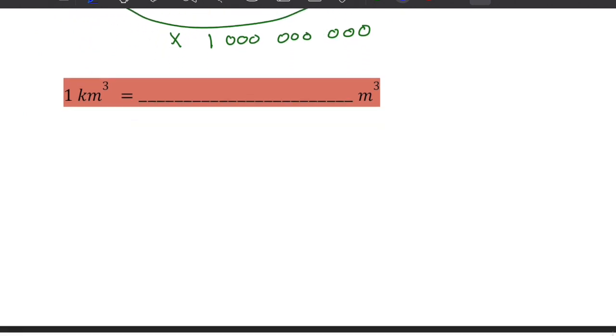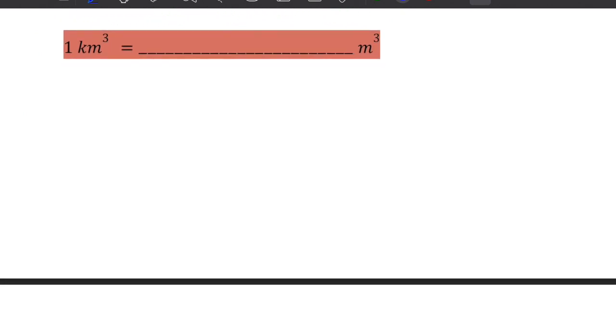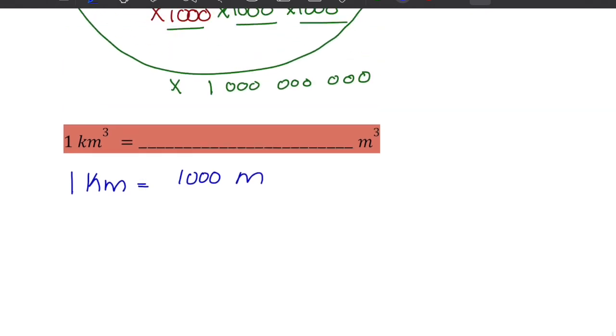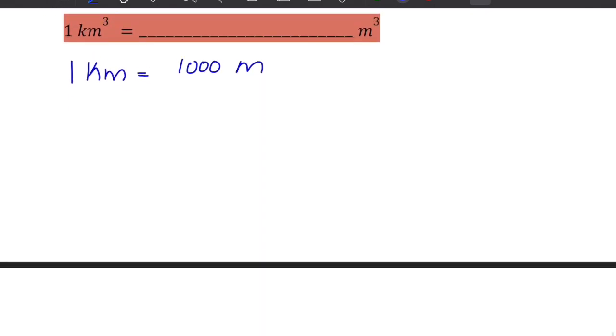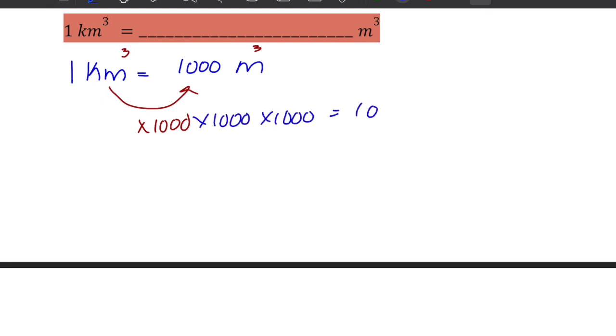All right, now let's look at kilometers cubed and meters cubed. Okay, so I'm going to write the conversion factor from kilometers to meters. 1 kilometer is equal to 1,000 meters. This is going to be very similar to this one, by the way. Okay, because the numbers are the same. So if we are going to cube this, instead of multiplying by 1,000, we're going to multiply by 1,000 a total of 3 times. That is also 1 billion. Okay, so 1 kilometers cubed is equal to 1 billion meters cubed.